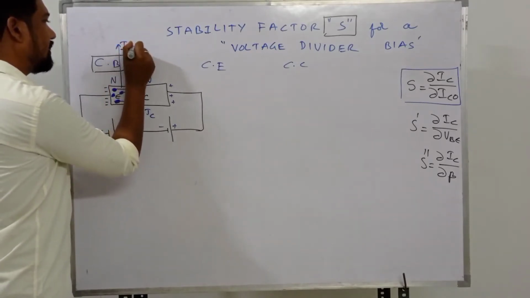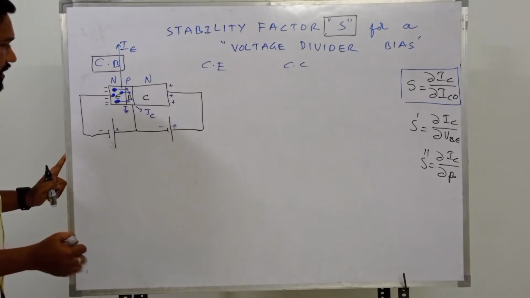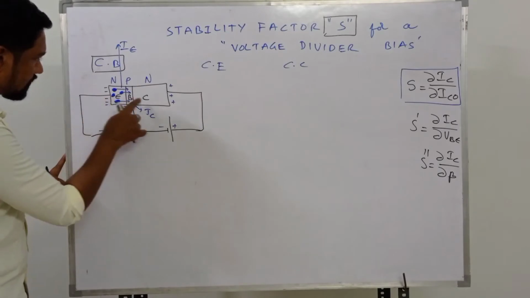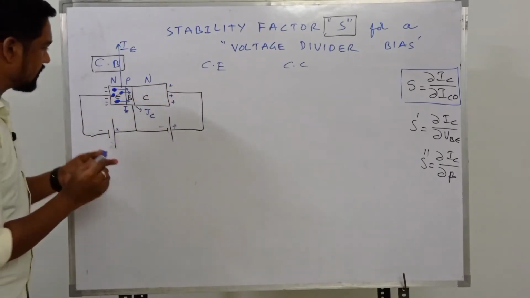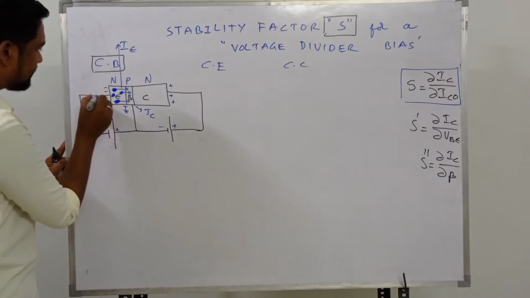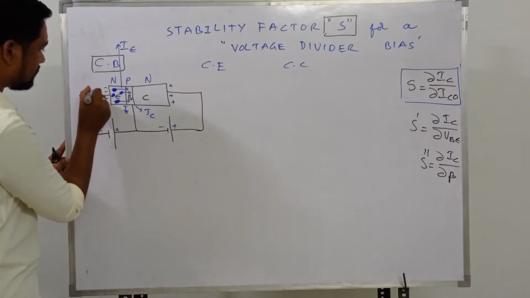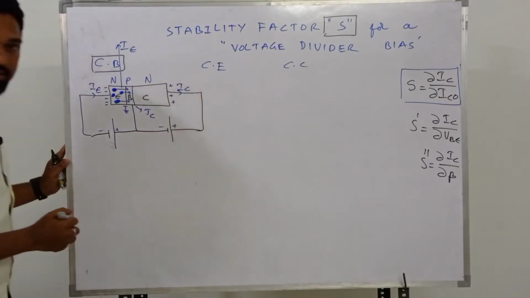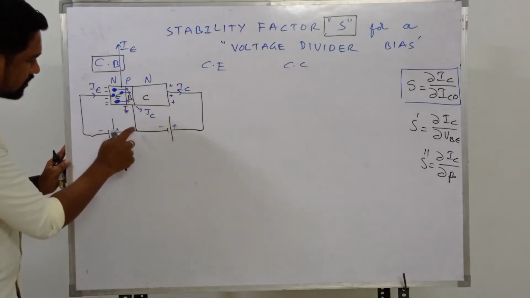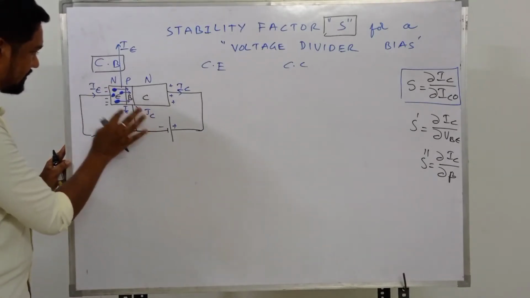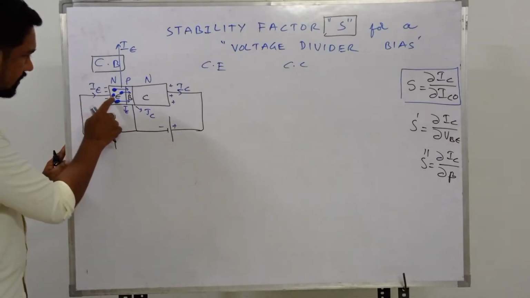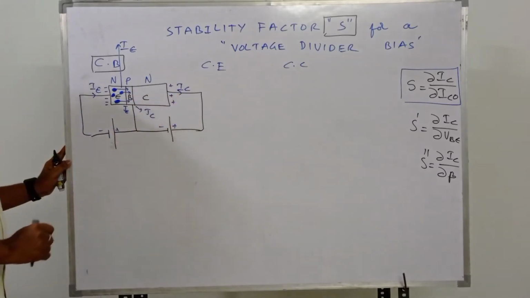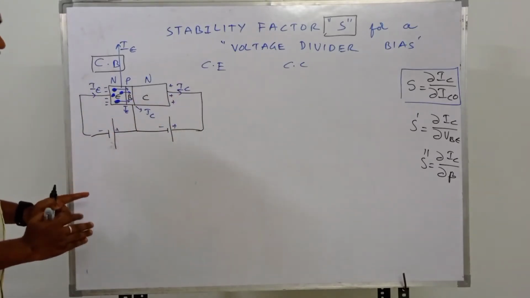IE, the emitter current. So guys, for the common base configuration, the input is given to the emitter and the output is collected across the collector. So what will be the input current? The input current is IE and the output current is the collector current. In this case, base is common to both input and output. We are not bothering about the base currents for the time being. Emitter current is the input current and collector current is the output current.